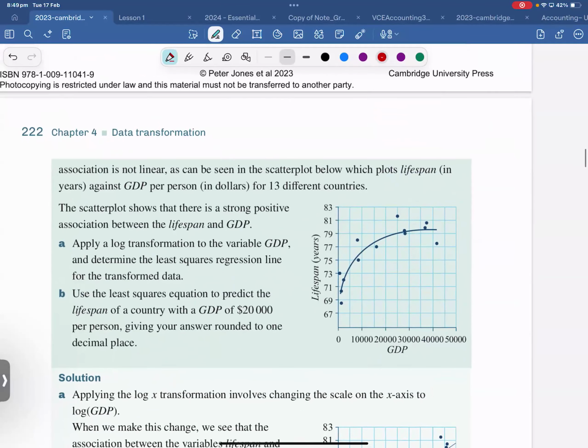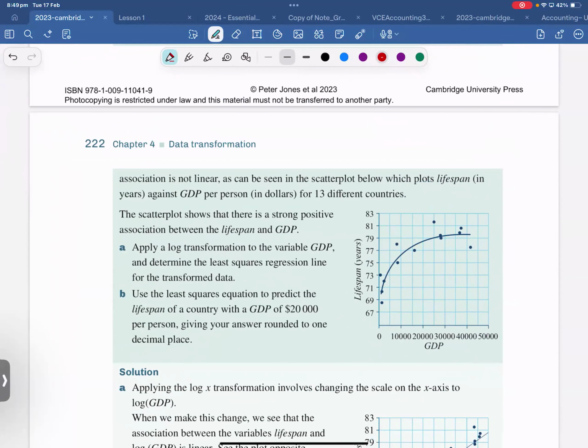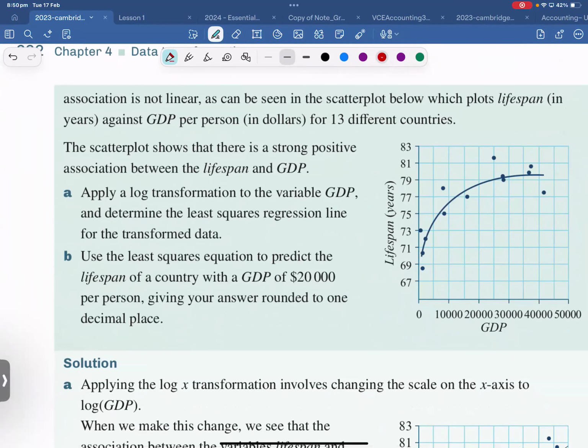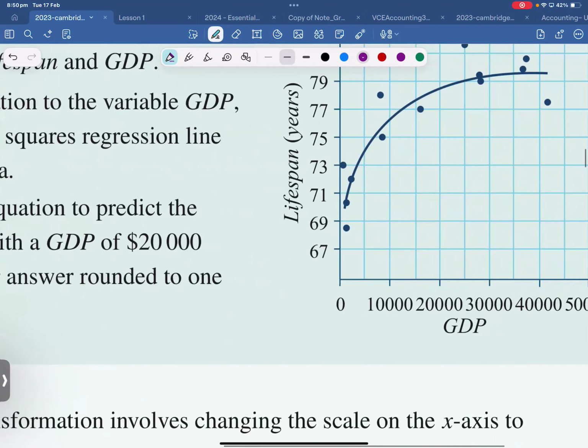Right. So example is, guys, look at this one. The GDP per person in dollars and lifespan in years. Right? GDP in dollars and lifespan in years. As a result, they have given us very big values. See, GDP is how much? 10,000, 20,000, 30,000. So too big.